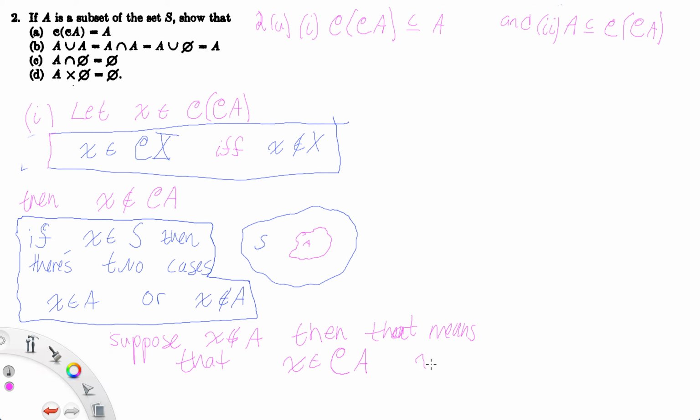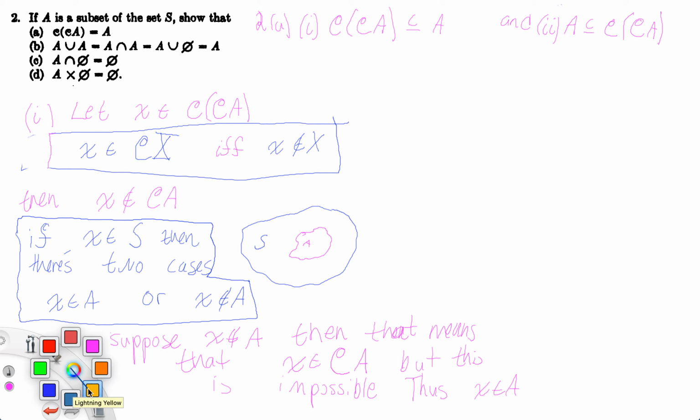But we just showed that x is not in the complement of A. So this is impossible. And since there are only two possibilities, x can either not be in A or be in A, thus x is in A. So we just showed that if x is in the complement of the complement of A, then it must also be in A, showing 1, that the complement of the complement of A is a subset of A. Now all we have to do is show the other direction.